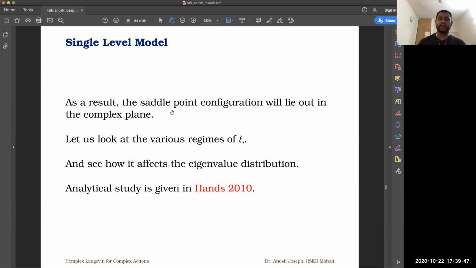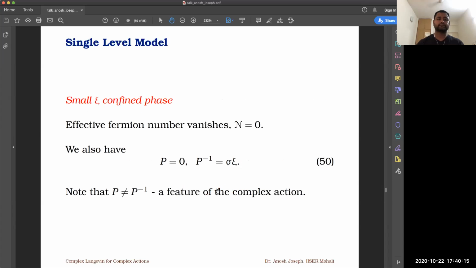As a result, the saddle point configuration will lie out in the complex plane. It will no longer be on a unit circle. It will have some strange shape. An analytical study was done by Simon Hands and collaborators in a 2010 paper for this particular model, the single level model. So we will do simulations and compare with what they got in their paper. So we see excellent agreement.